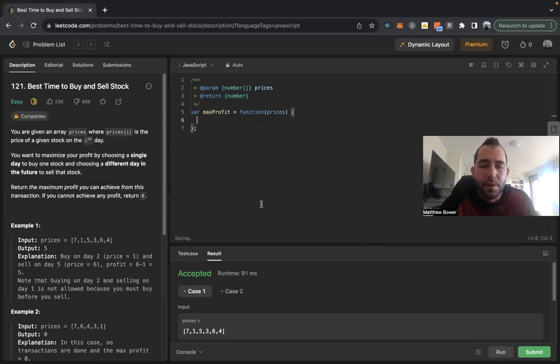So the first thing I'm going to do is create a minimum and a maximum variable. Let min equal prices[0]. So that can be any number in the array. We're taking the prices parameter because we'll be looping through it. And let max equal 0 as a starter.